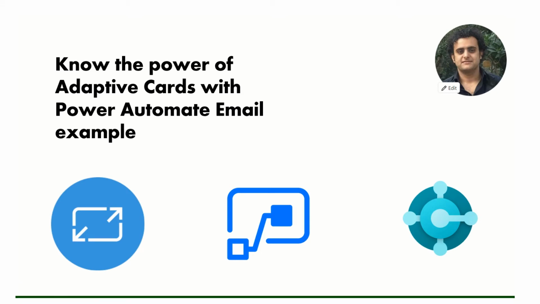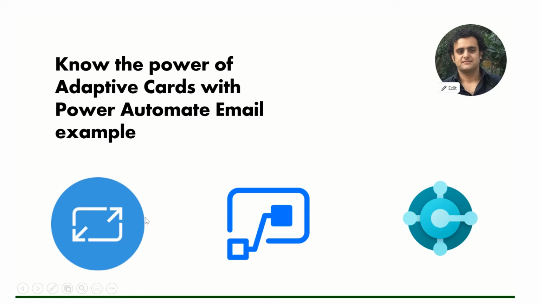In this video, I'm going to show you the power of adaptive cards with the help of our two components. In my case, it could be Power Automate, which can basically help me to communicate between my adaptive card and my backend application. And at the end, since I'm more of a Business Central guy, I'm going to keep the backend application as Business Central in my case.